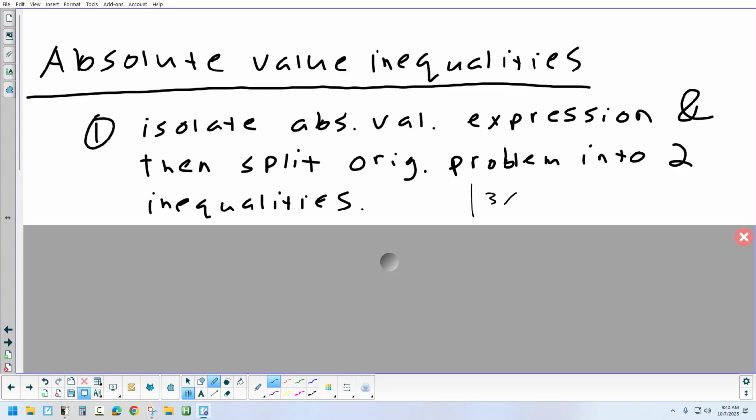Very first thing you have to do is make sure that the absolute value is isolated. That means there's no numbers on the outside of the absolute value bars on the left side. If I'm not going to do this one, but if I did, is the absolute value isolated? Yeah. Okay, so once it's isolated, then we're going to split it into two problems.